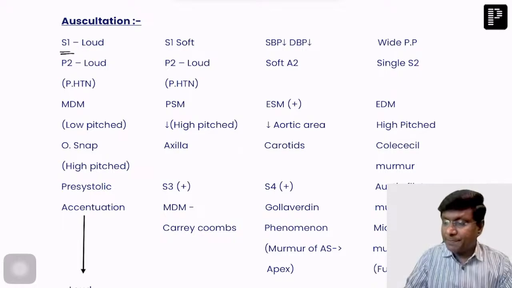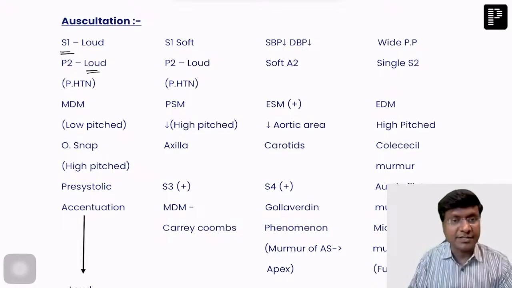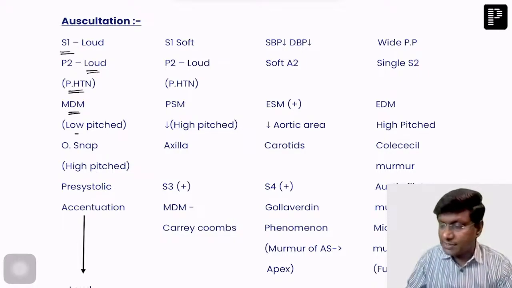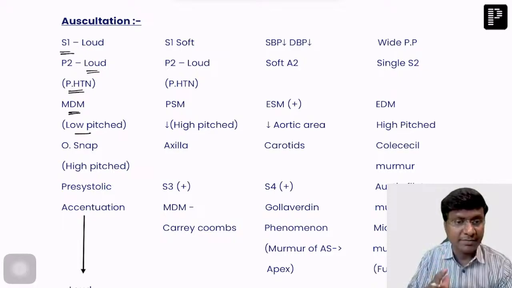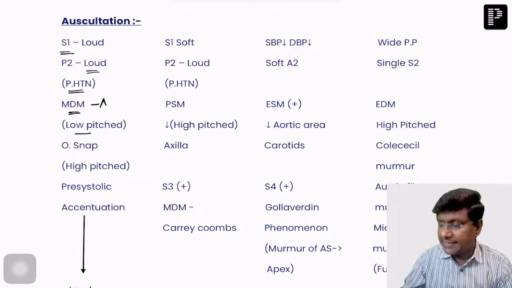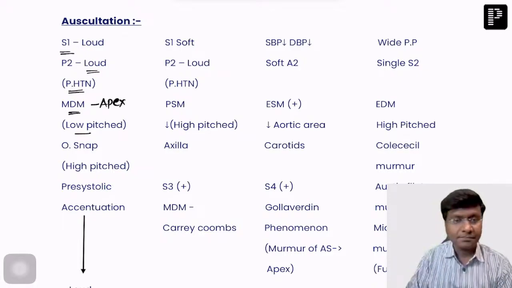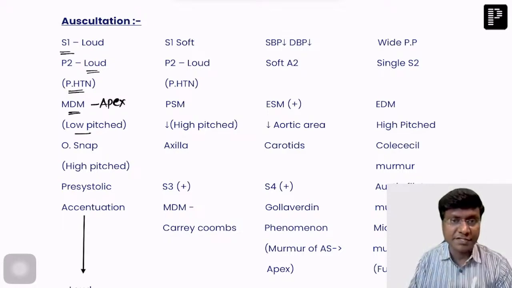Now, P2 also will be loud in patients with mitral stenosis. What is the reason why the P2 is loud? That is because of pulmonary hypertension. And the murmur that you will have is a mid-diastolic murmur. It is a low-pitched mid-diastolic murmur heard at the apex, and there is no radiation of this murmur.